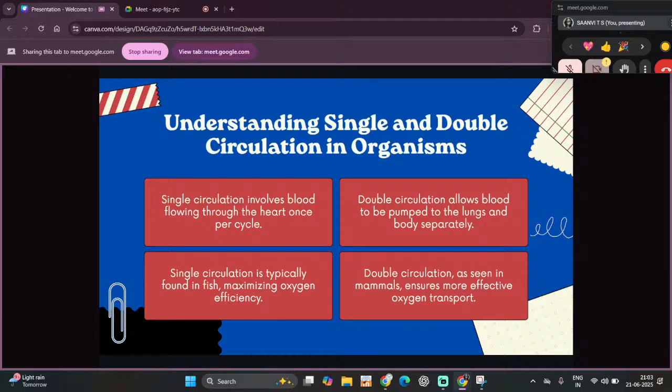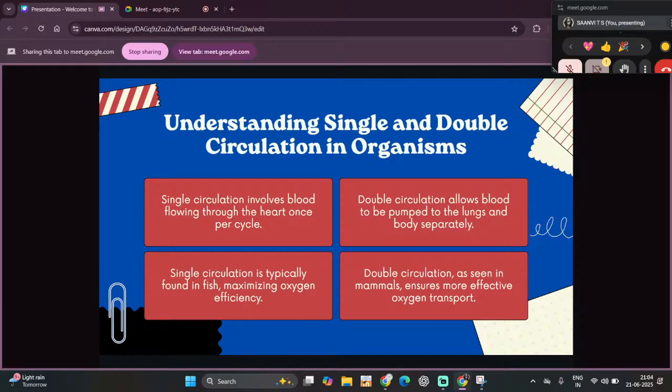So single circulation involves blood flowing through the heart once per cycle. It is usually found in fish for maximizing oxygen efficiency. Whereas double circulation allows blood to be pumped to the lungs and body separately, which means that the blood flows through the heart twice. And double circulation is seen in mammals, which ensures effective oxygen transport. Let's look at this concept a little more in detail.